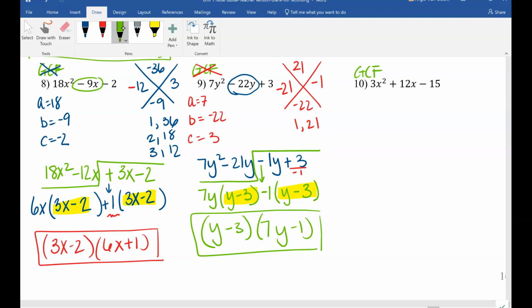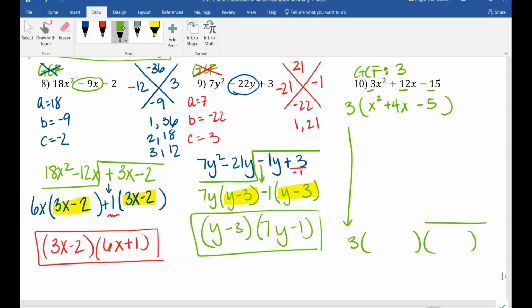Okay, on number 10, 3x squared plus 12x minus 15. Ooh, we do have a GCF. They all have a 3 in it. So first thing we want to do is factor out a 3. So we are now left with x squared plus 4x minus 5. Okay, so your answer would definitely have a 3 in the front, and then we look for 2 more factors.